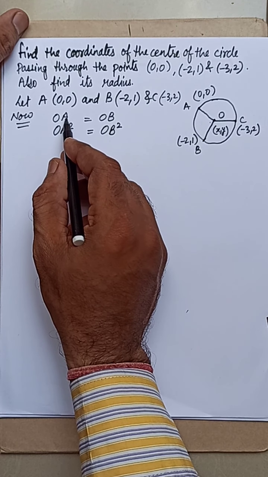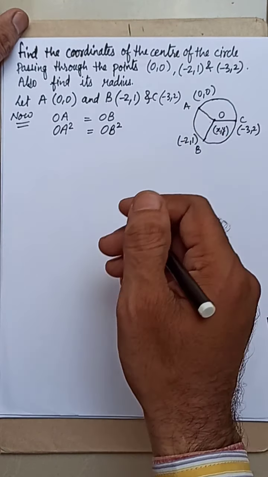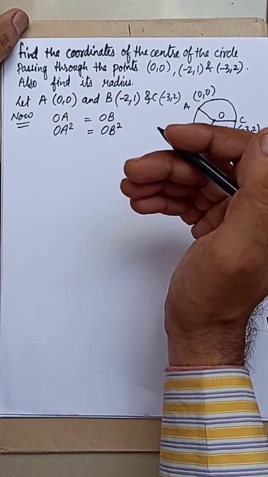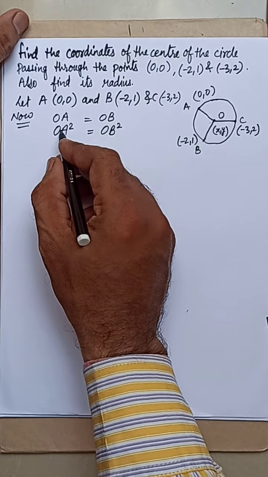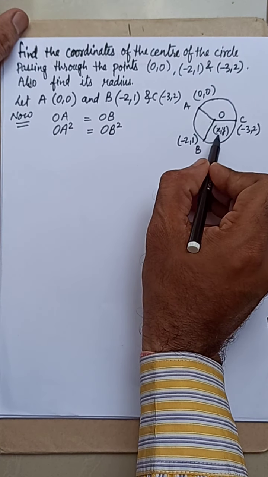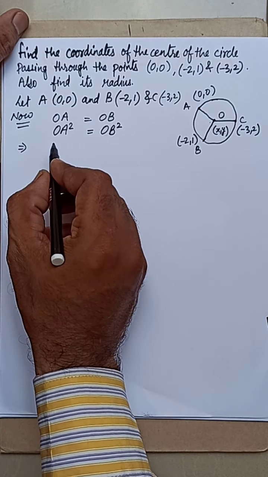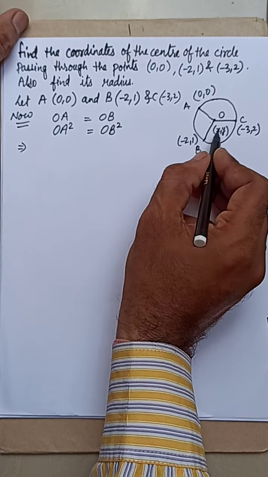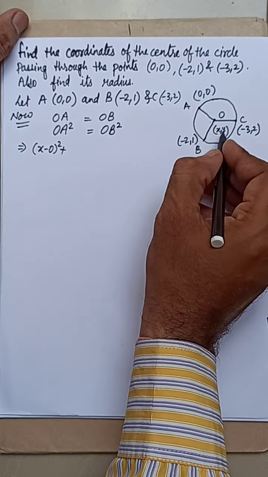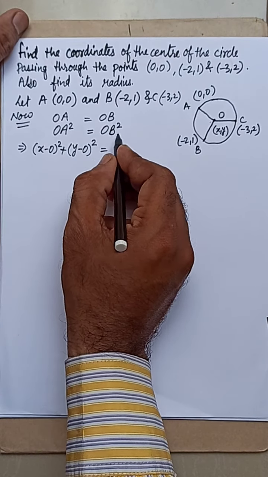When you find the distance OA, it is the square root of (x2 minus x1) whole square plus (y2 minus y1) whole square. So when you square, the square root sign will be removed. So that's why. So OA: now here O and A. Use the coordinates of O, that is (x, y), and the coordinates of A, that is (0, 0). So it will be (x minus 0) whole square plus (y minus 0) whole square, equals OB square.